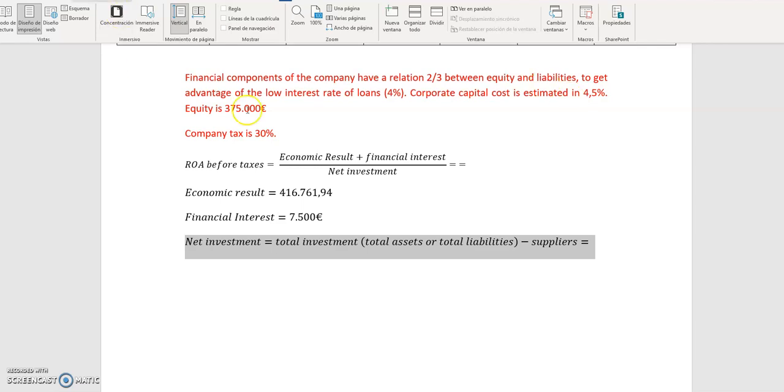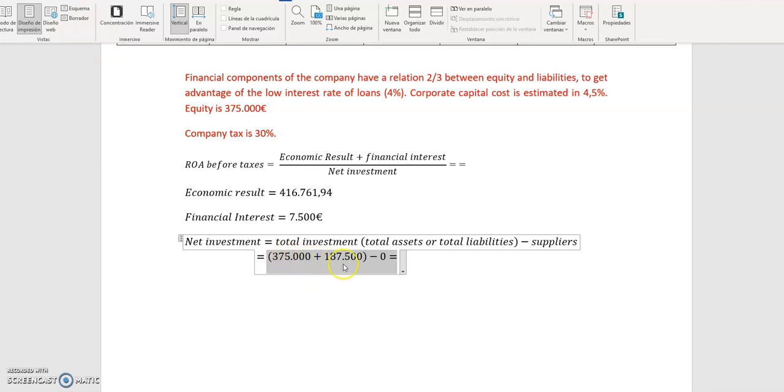When we did this part of calculating the loan and so on, the financial interest, we saw that the equity was 375,000, and we also calculated the loans of the company, which are these ones, 187,500. So total liabilities side in the balance sheet will be adding these two things. And now we just need to subtract suppliers. In this exercise, we don't get any specific information regarding suppliers. So net investment is going to be that amount.